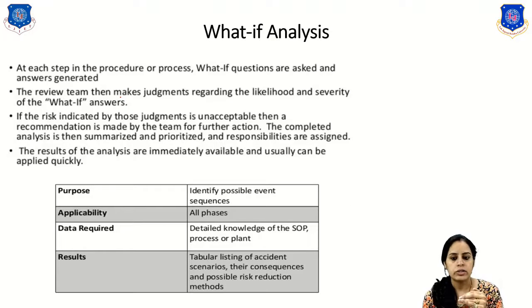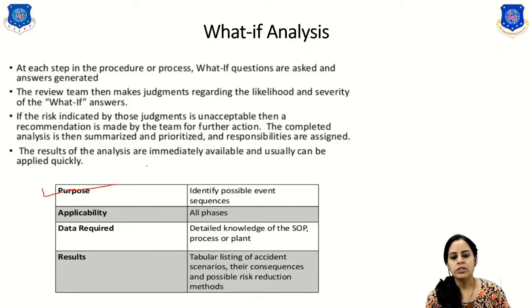Then at each step in the procedure or process, what-if questions are asked and answers are generated. The review team then makes a judgment regarding the likelihood and severity of the what-if answers. If the risk indicated by those judgments is unacceptable, then a recommendation is made by the team for further action. The complete analysis is then summarized and prioritized, and responsibilities are assigned. The results of this analysis are immediately available and usually can be applied quickly.